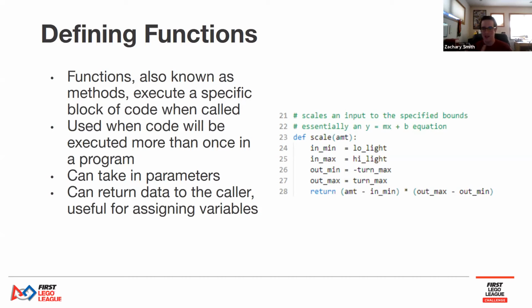One thing to note that I didn't talk about during the variables section is variable scope. You'll notice here we have the variables inmin and inmax declared inside of a function, meaning they are only accessible inside that function. As soon as I call that return line, those variables are gone for all intents and purposes. You cannot access them anymore. So just keep that in mind.